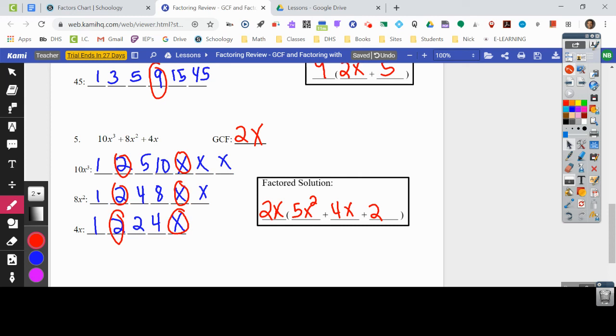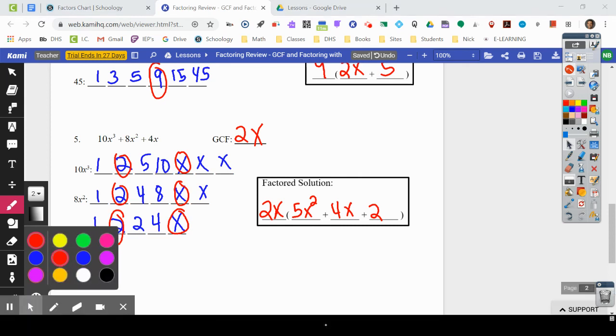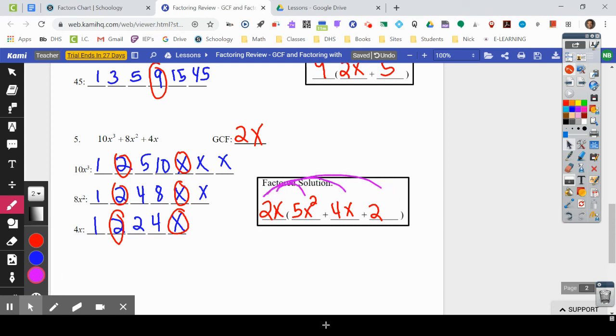And again, you can always check these just by distributing out your problem. You get 10x to the third plus 8x to the second plus 4x. That looks like this one, so I know I have the right answer. All right, so you guys are ready to review on your own with some quizzes.